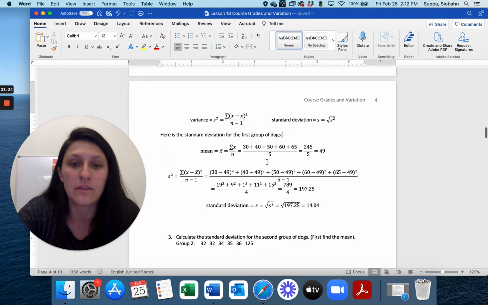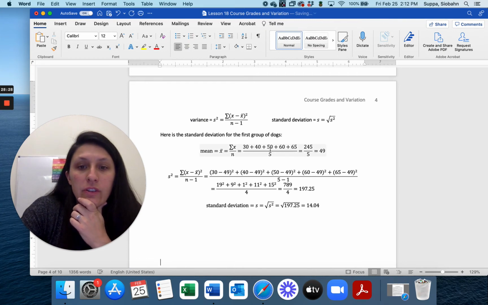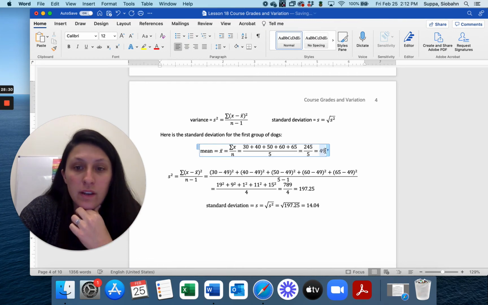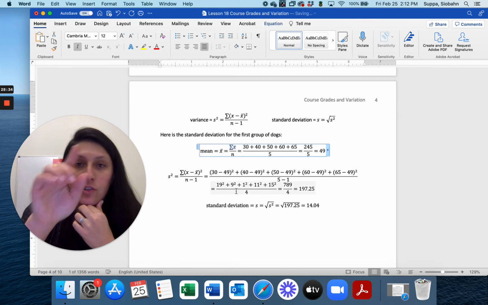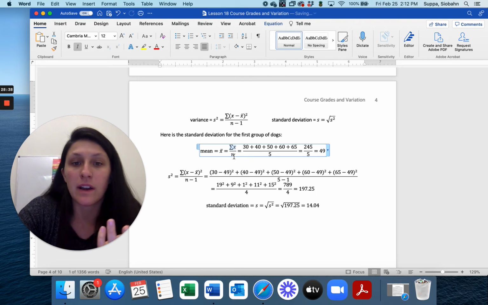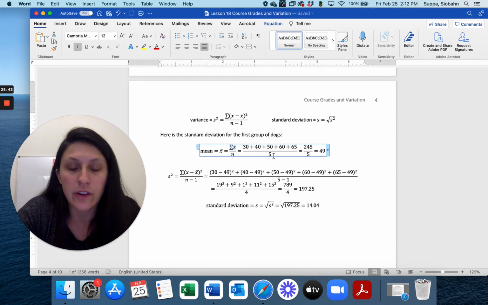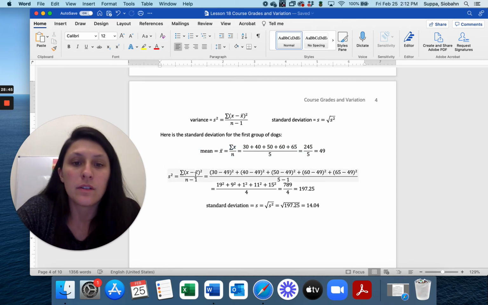So here we go. I kind of wrote this all out so you could see it. So the mean of the first group of dogs, which we did already, is 49. So you see how we find the mean? Add up. That's what that symbol means. It's like a Greek letter S. It means add up all your data points and divide by however many there are. So now we're going to find the standard deviation. So each point minus the mean and then square that difference.